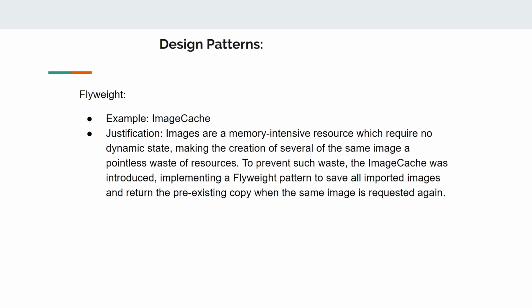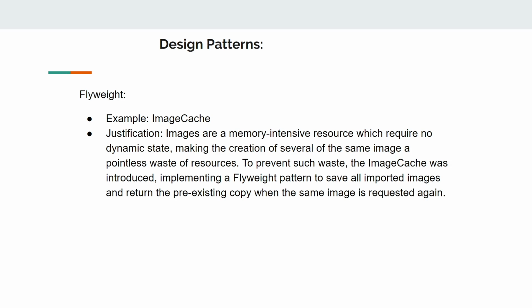The second pattern we're going to cover, flyweight. This was solving the issue that in image generation, we kept creating the same files again and again when really we only needed to make them once. They weren't changing, they had no dynamic state to them. Thus, it was far more memory efficient to just make one once and then return it every other time that image is requested. Thus, we utilized a flyweight in the form of the image cache holding all of these images.